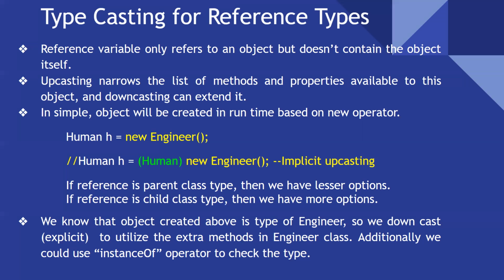That's where the catch comes in. Let's say you have the human reference h, and we're creating a new engineer object here directly. But in some scenarios, the object can be given by any other program or method, so it can be any object. For example, it can be the engineer object, the doctor object, or some other object.